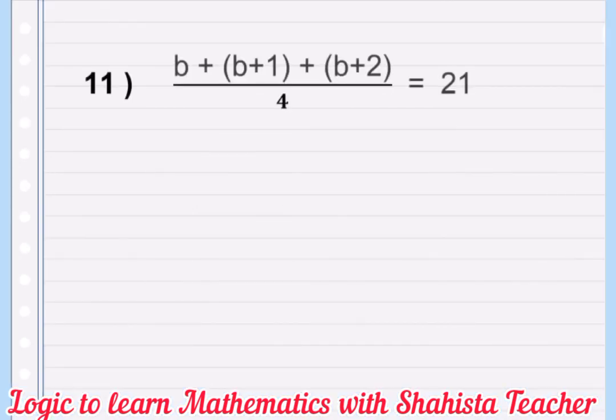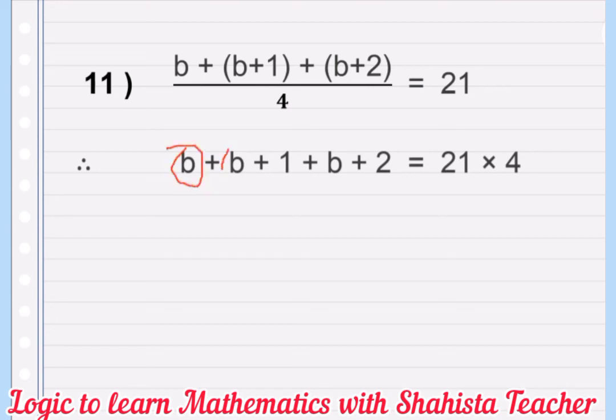Now let's solve sub question 11. b plus bracket b plus 1 plus second bracket b plus 2, denominator is 4, is equal to 21. Simply cross multiplication. 4 will multiply by 21. Okay, so b plus bracket b plus 1 plus bracket b plus 2 is equal to 4 into 21 on the right hand side. Open the brackets: b plus b plus 1 plus b plus 2.